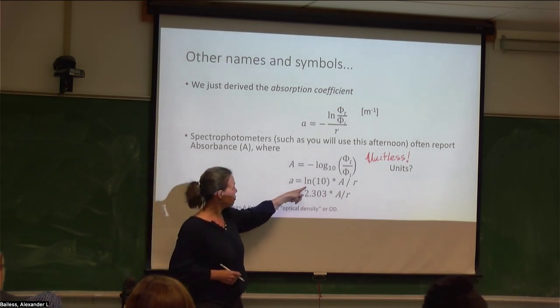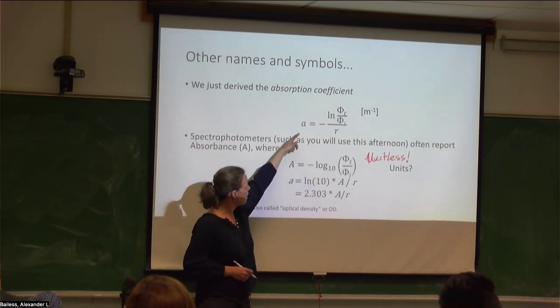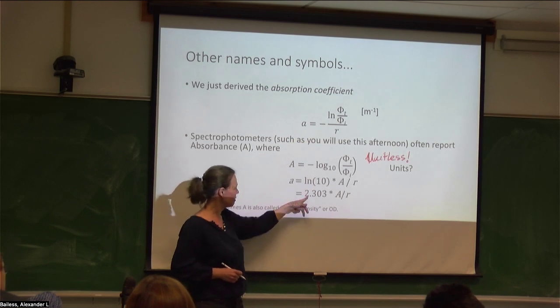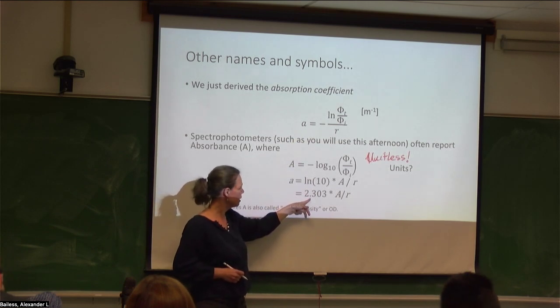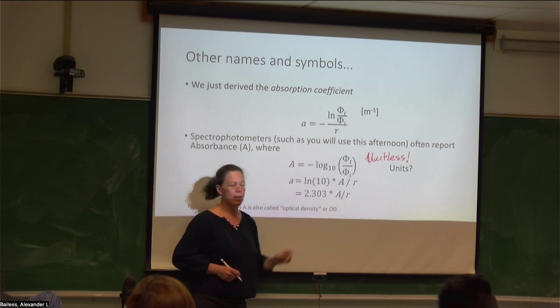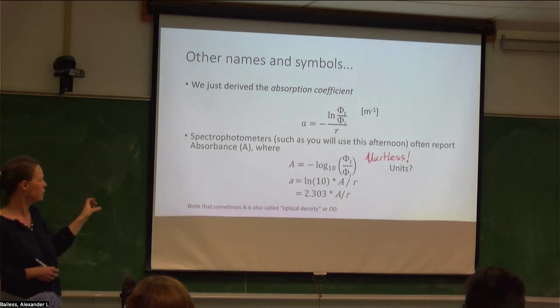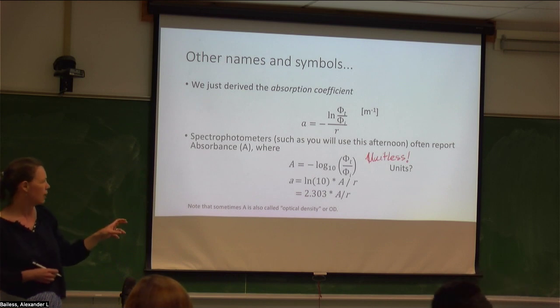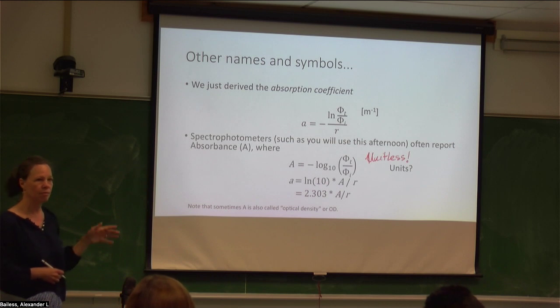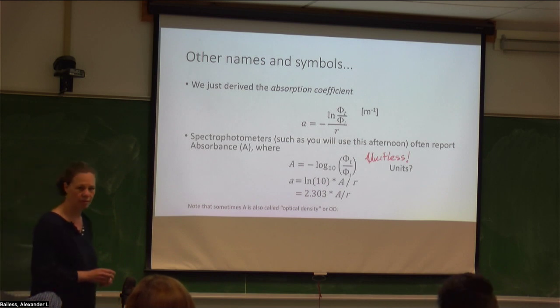We need to do a change of base to go from log base 10 to the natural log. That's a factor of 2.303. And then we have to divide by R. So that's our formula. Little a absorption coefficient is 2.303 times big A absorbance over R. Okay. Question? No, good.